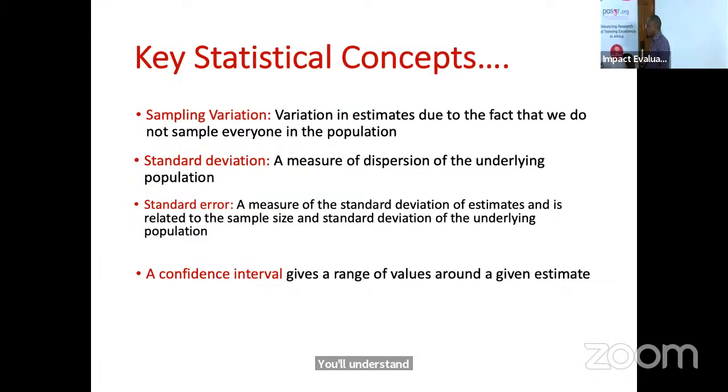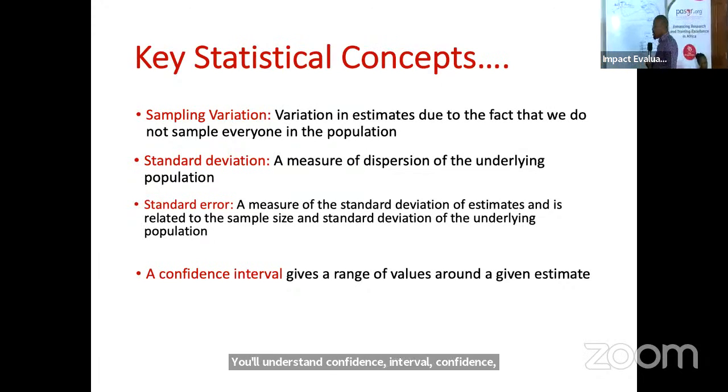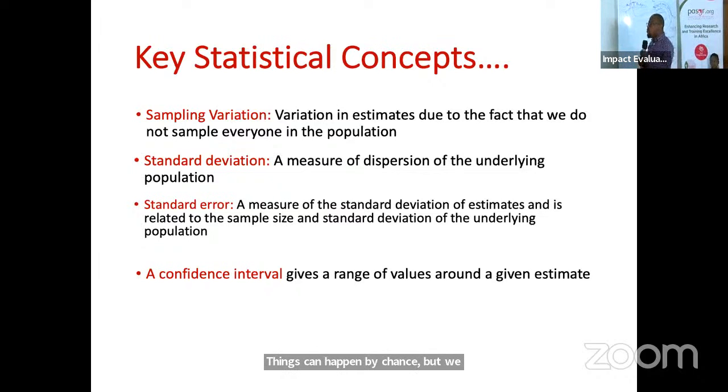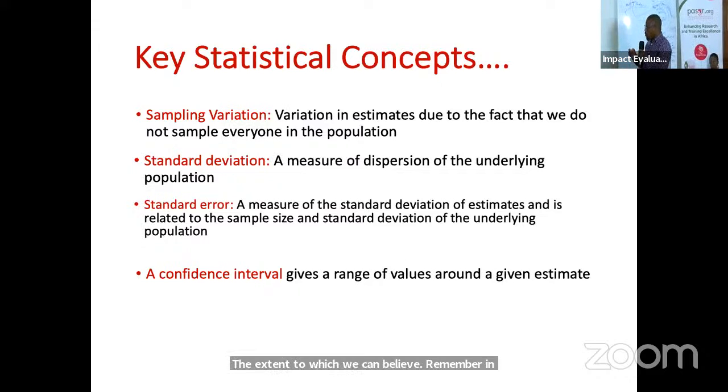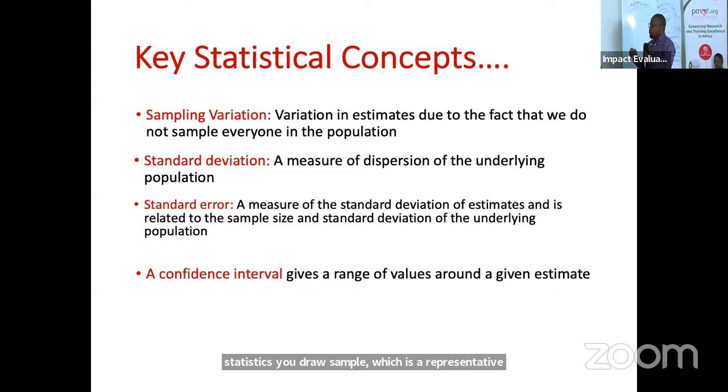Confidence interval. In statistics, things can happen by chance, but we also have to have confidence, the extent to which we can believe. Remember, in statistics, you draw a sample which is representative of the population, meaning the mean of the sample needs to be close to the mean of the population for you to say there's a representation.